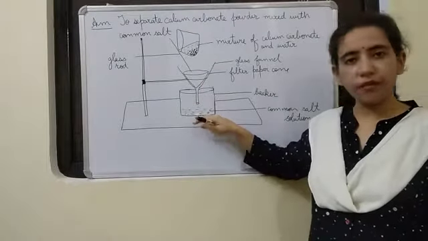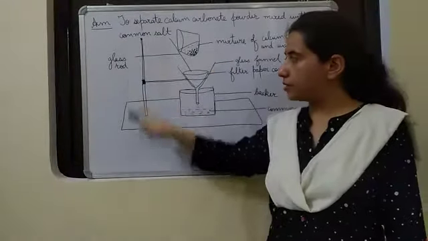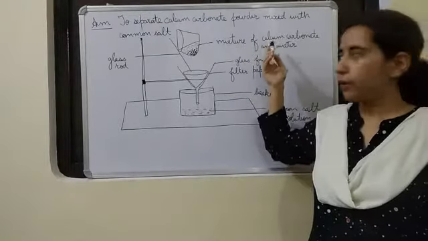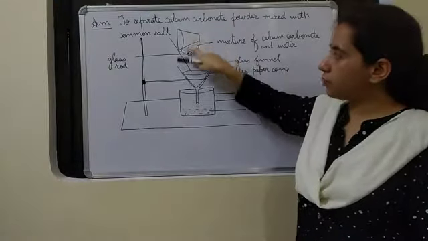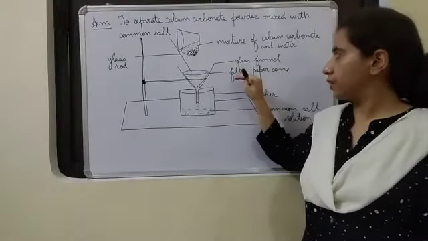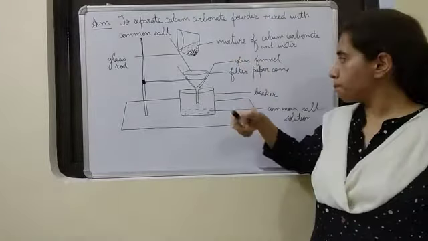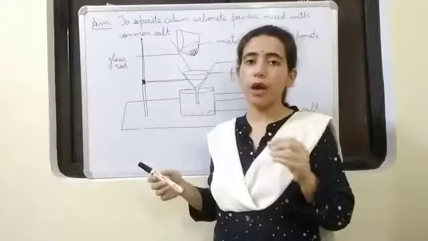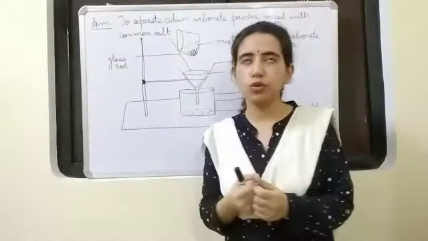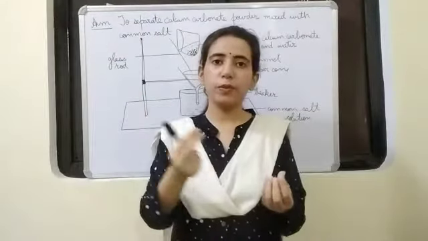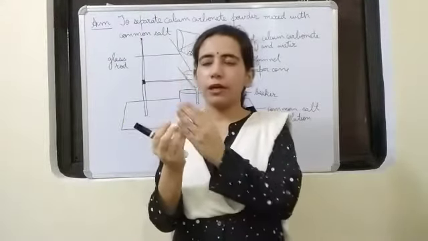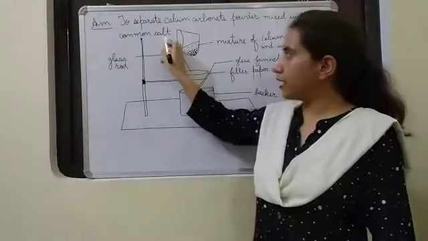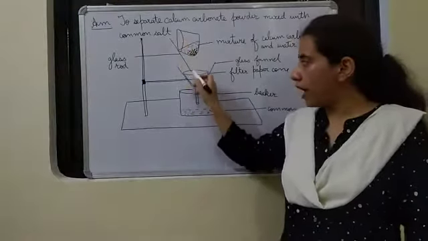And at the end we have kept this beaker. All this is supported by this stand. Then we have to take this mixture of calcium carbonate and water, and slowly put this mixture in the funnel that is fitted with the filter paper. When I say slowly, that means you have to use a glass rod, a rod that is made of glass, and it is bent in a particular shape. So slowly the liquid can come out, drop by drop, and it falls here.